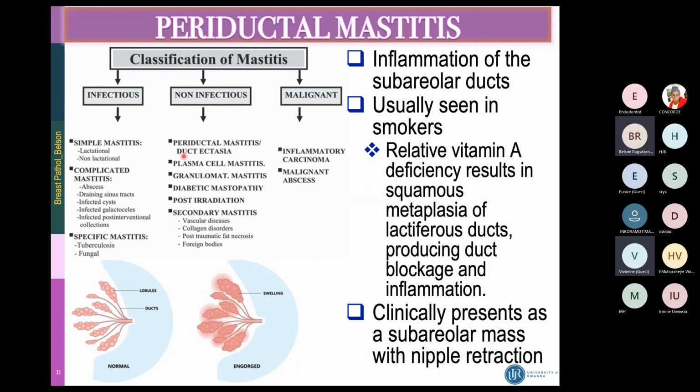So, and then we have others, non-infectious, like this ductal ectasia, where the ducts are blocked, so we call it ductal ectasia, and we have many cases here, and so on.